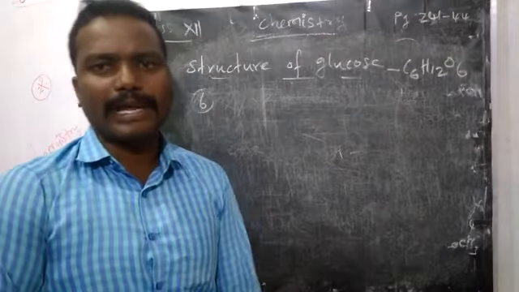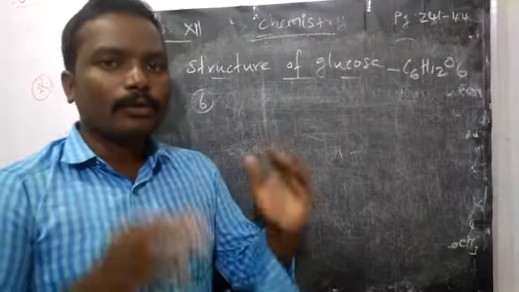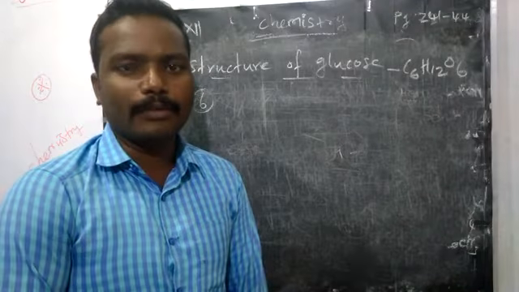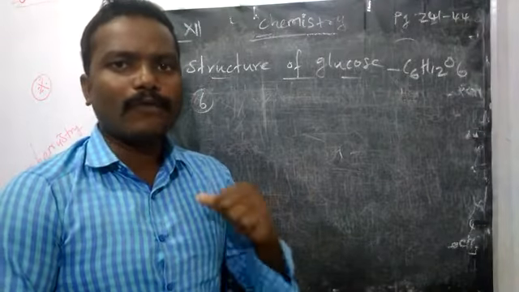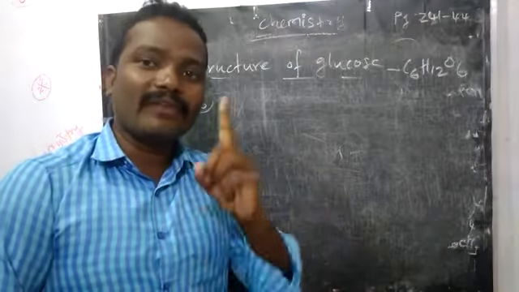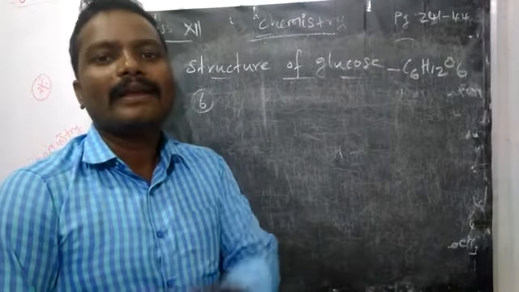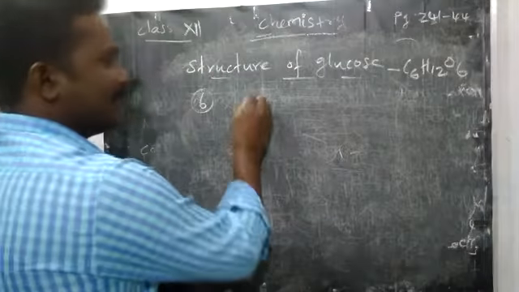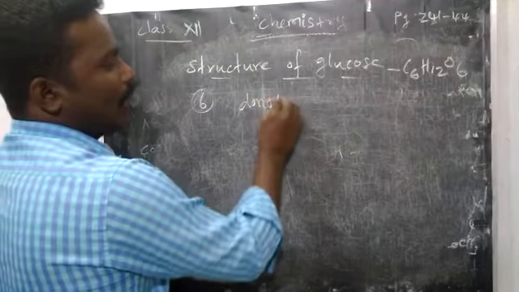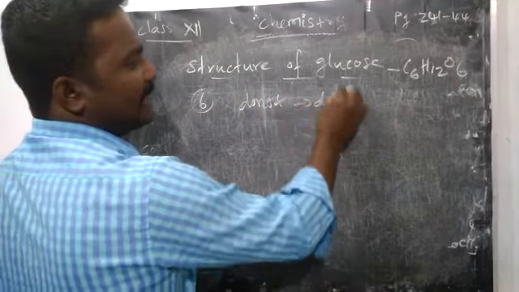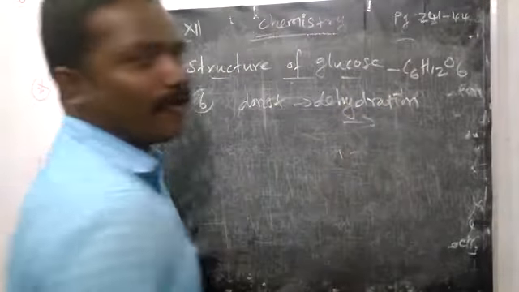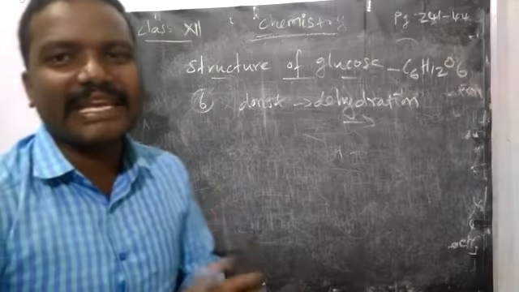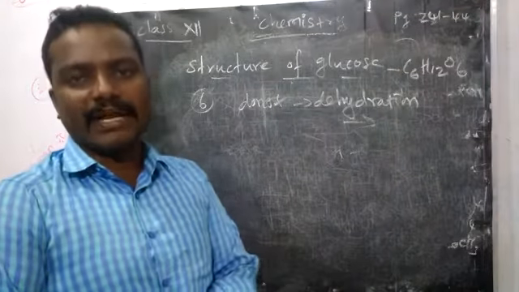So if you heat, what will happen? We confirmed there are 5 OH groups. Any one carbon may have 2 OH groups, you know. How will you confirm? Each carbon having one OH group does not undergo any dehydration reaction. Dehydration means removal of water. So it does not give any water molecule in the dehydration reaction.